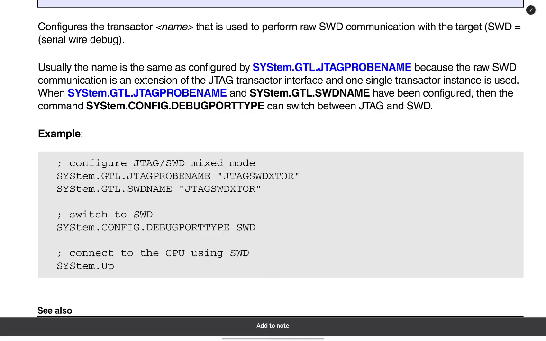instance is used. When the sys.gtl.jtag prove name and sys.gtl.swd name have been configured, then the command sys.config.debugport type can switch between JTAG and SWD.